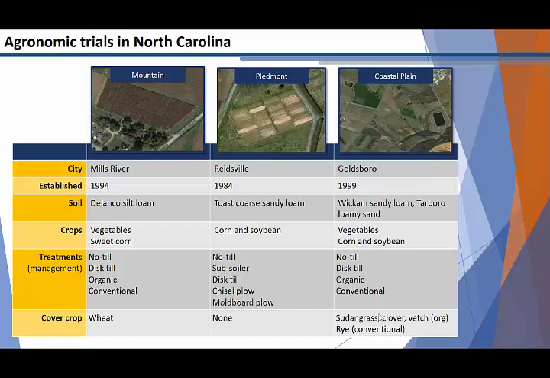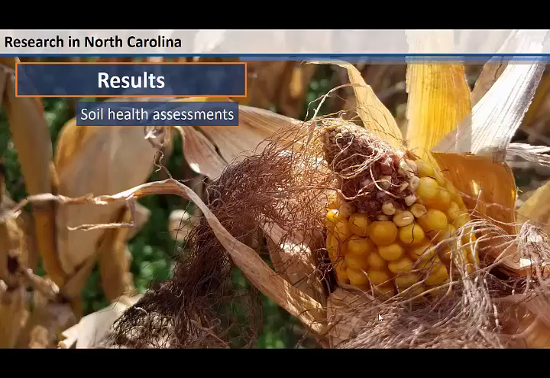And then in Goldsboro, which is the coastal plain location, that trial had existed about 15 years before we collected our soil samples. It's a different soil series than the other two locations. There are vegetables, corn and soybean grown there. We have differences in tillage intensity. And here we had a wide range in cover crops from the legume cover crops to the grassy cover crops. So you can see here that our trials are different, and we're hoping to pick up different aspects of soil health from these three trials.